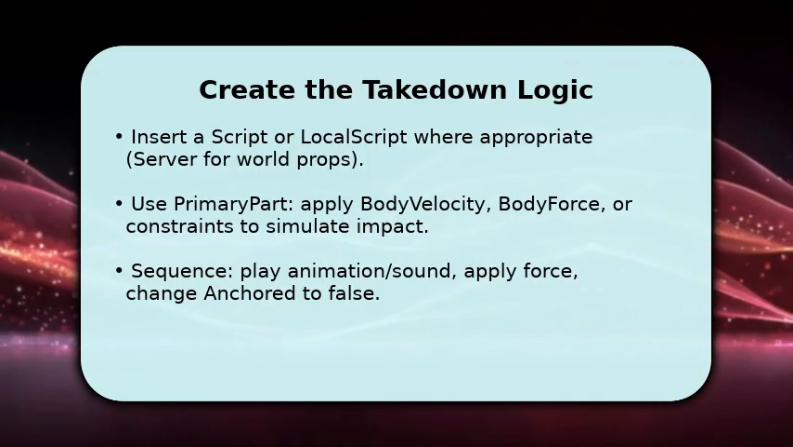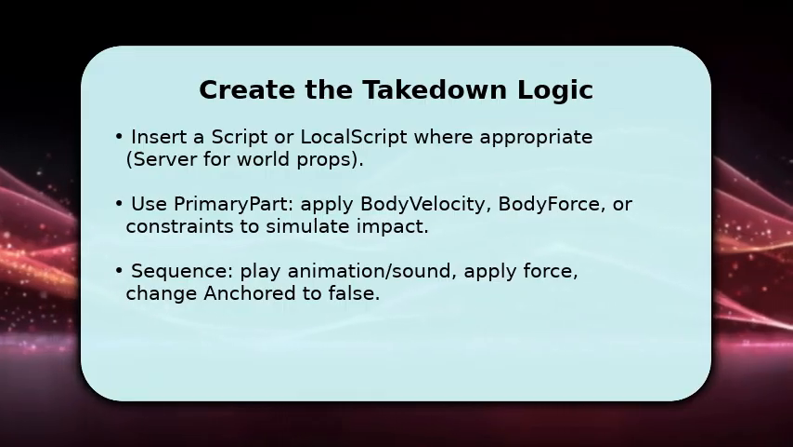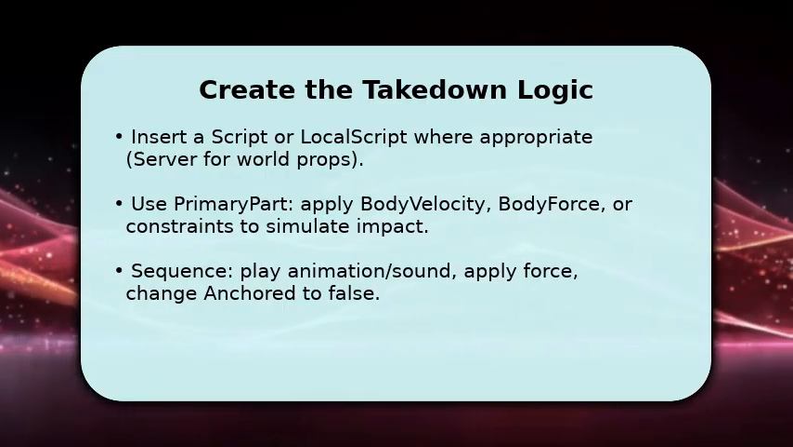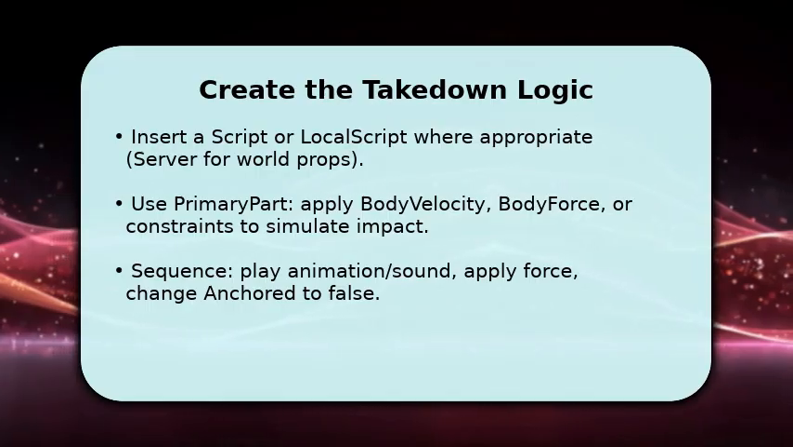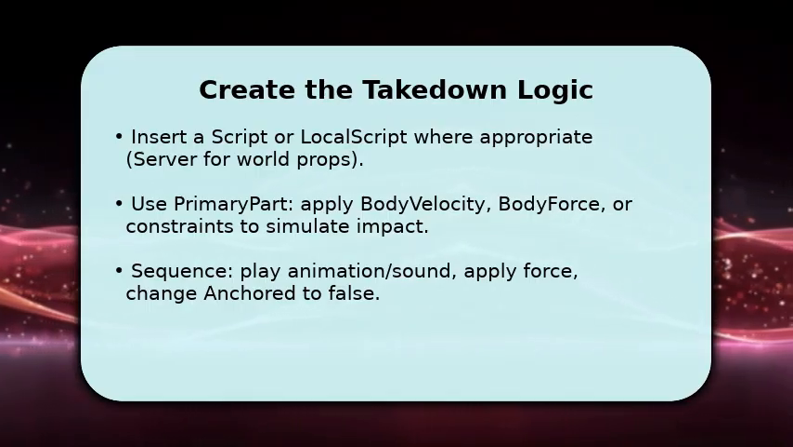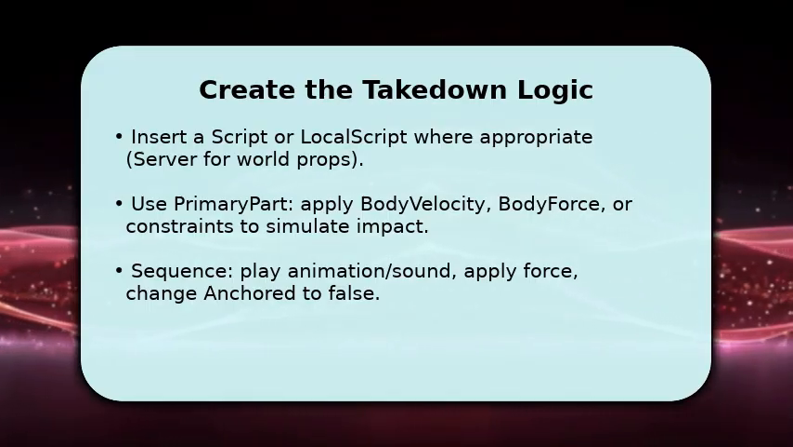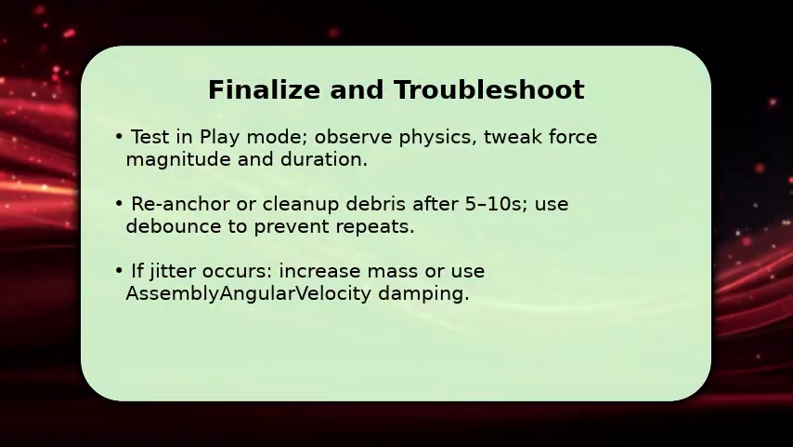impulse. Use constraints like hinge or Motor6D if you need rotational collapse. Make sure to wait for physics to settle before cleaning up, and use small randomized vectors. Finish by testing and polishing so takedowns feel solid.